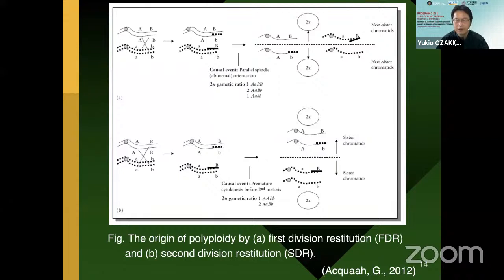The unreduced 2N gamete arises by one of two mechanisms: first division restitution, FDR, or second division restitution, SDR, during meiosis, as shown in the figure. Each mechanism has a different genetic consequence.